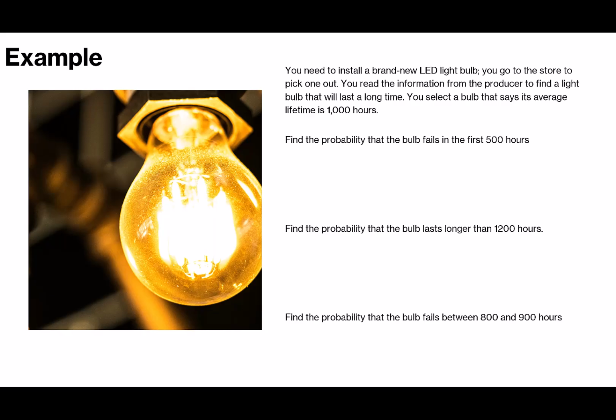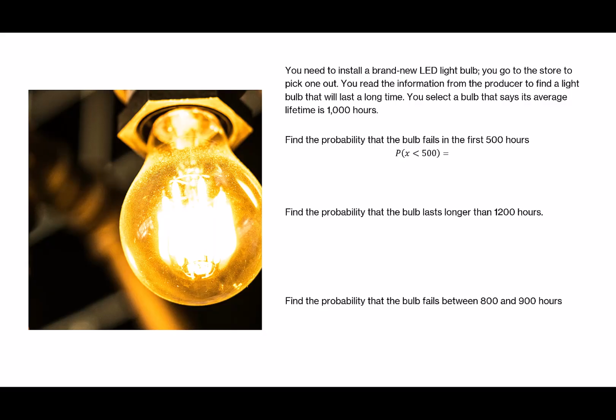Let's say you need to install a brand new LED light bulb. You go to the store to pick one out. You read the information from the producer and find a light bulb that will last a long time. You select a bulb that says its average lifetime is 1,000 hours. Let's find the probability that the bulb fails in the first 500 hours. In this case, we're finding the probability that x is less than 500.